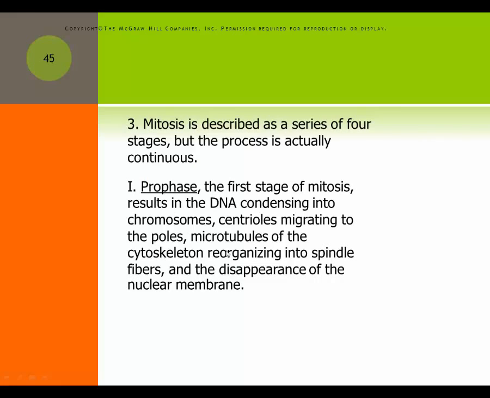Mitosis takes place on a continual basis. However, in order to describe it, we separate it into 4 separate stages. These stages are called PMAT, P-M-A-T: prophase, metaphase, anaphase, and telophase. In prophase, the DNA condenses from chromatin, which is string-like, into thicker, shorter chromosomes. Centrioles migrate to the poles, the spindle apparatus forms, and the nuclear envelope disappears.